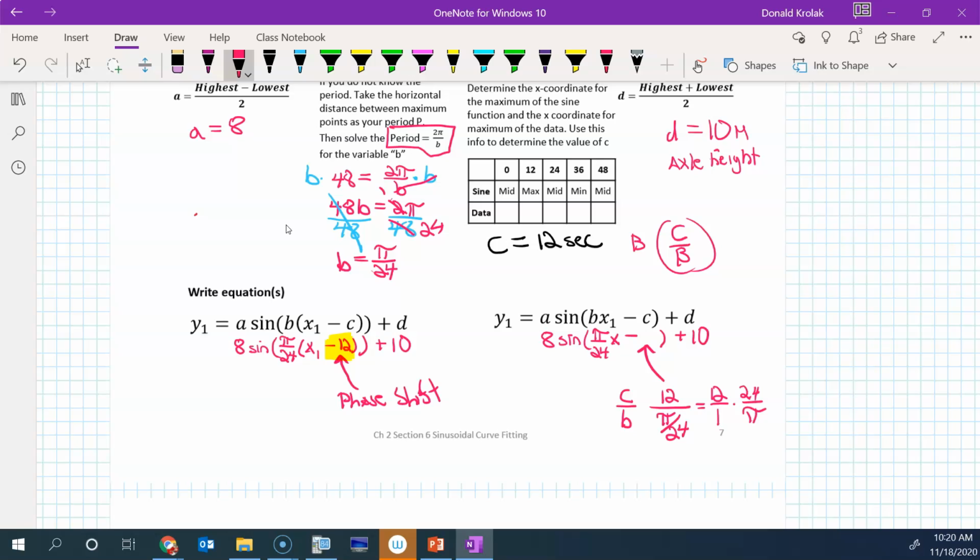Say it again. Yeah, I should be getting pi over. Yeah, that's right. C times pi over 24 times 12. 12 pi over 24, which is pi over 2.